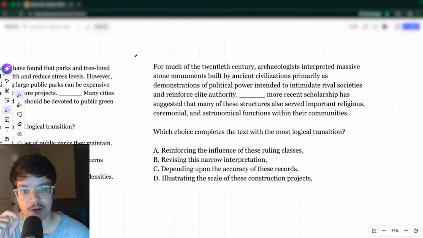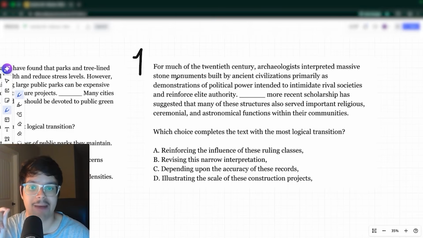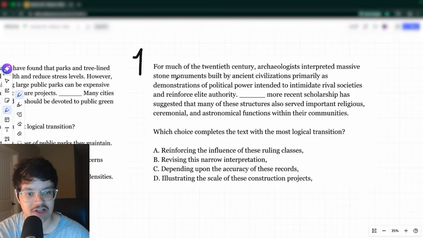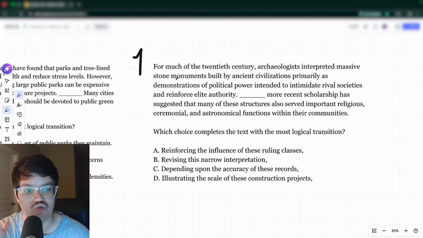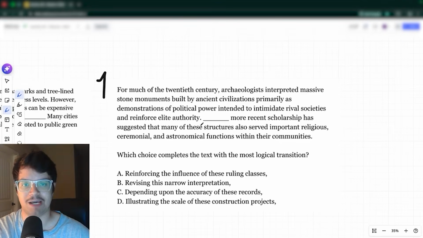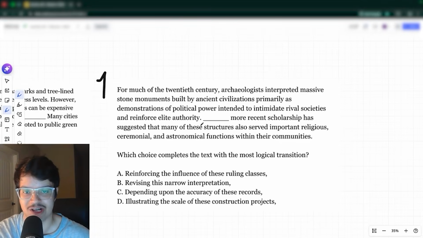Let's try this one. For much of the 20th century, archaeologists interpreted massive stone monuments built by ancient civilizations primarily as demonstrations of political power intended to intimidate rival societies and reinforce elite authority. So like, I'm not sure if you've seen 2001: A Space Odyssey, where you have that big monolith that the monkeys are playing with and stuff that they talk about for the entire movie, but that's kind of what I think of here.